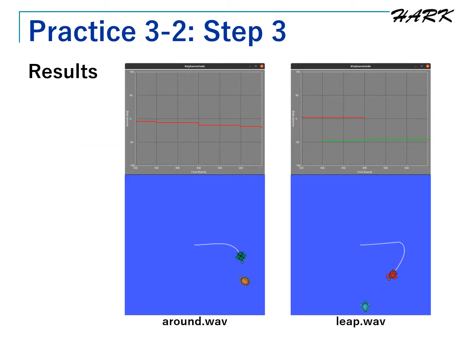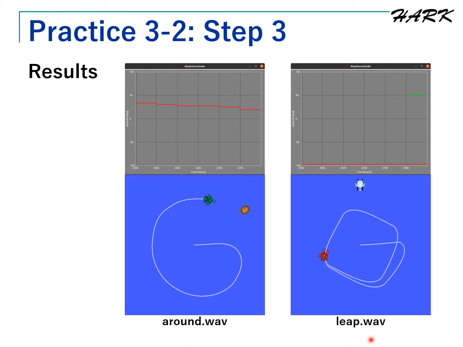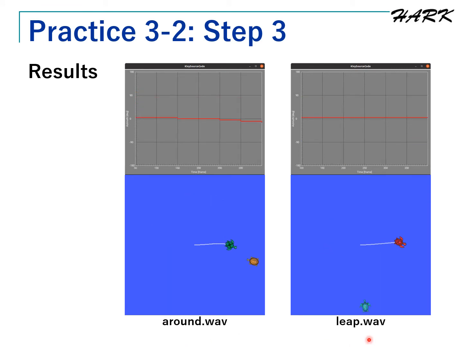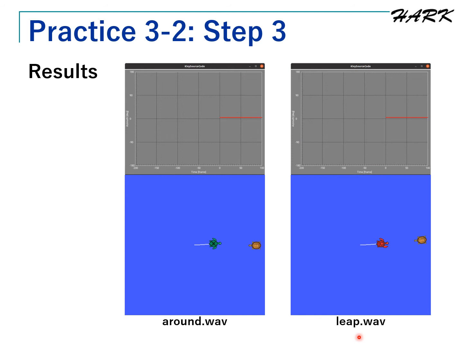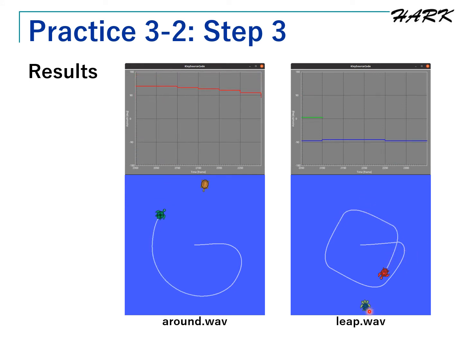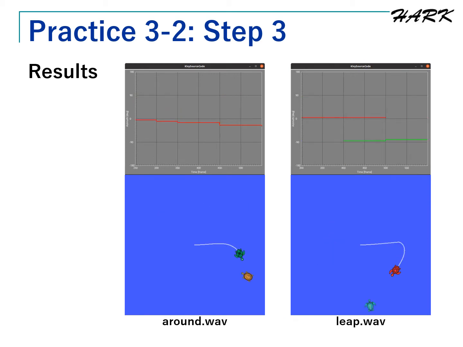The final step is to check the results. We prepared two WAV files. One is around.wav and the other is rape.wav. In around.wav, the source moves around the microphone array, as shown here. In rape.wav, the sound source changes every 90 degrees. You can see the difference of the source positions and the trail of the chasing turtle.